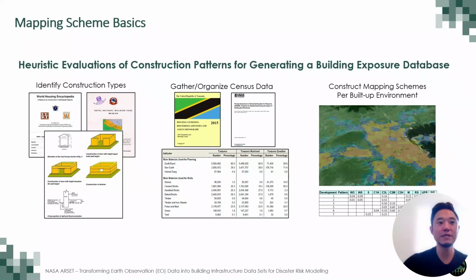For the mapping scheme basics, we'll go through 3 things. First, we'll show how to identify which structural types are in your region. And then we'll go over how to gather and organize any type of census data that's available. And lastly, how to construct these mapping schemes, building distributions, essentially.